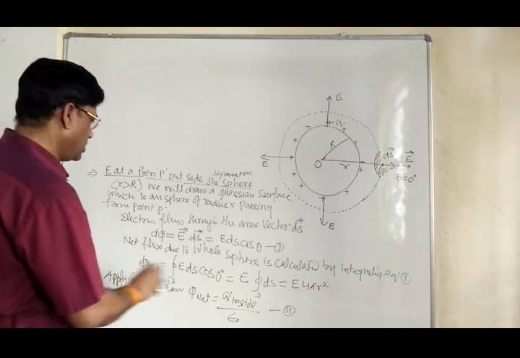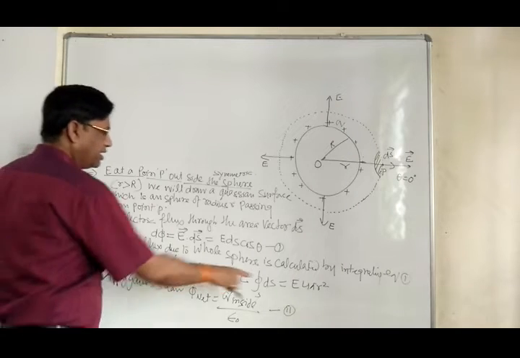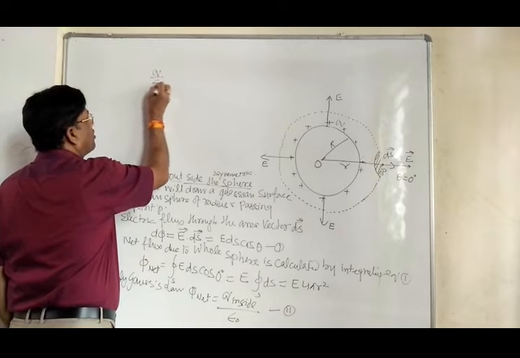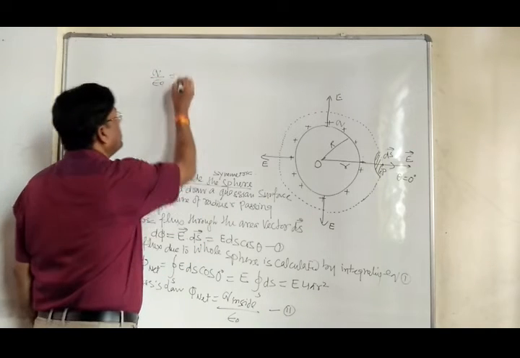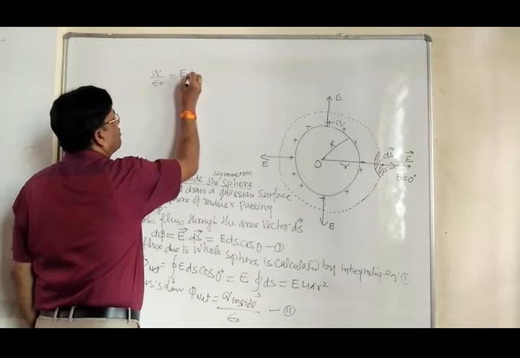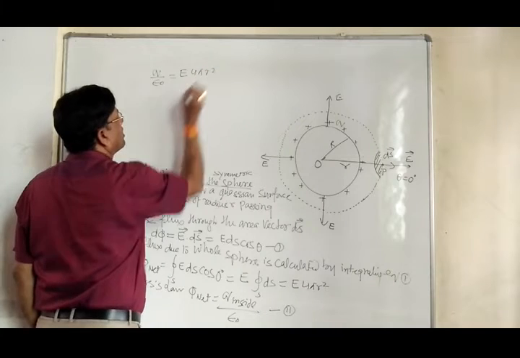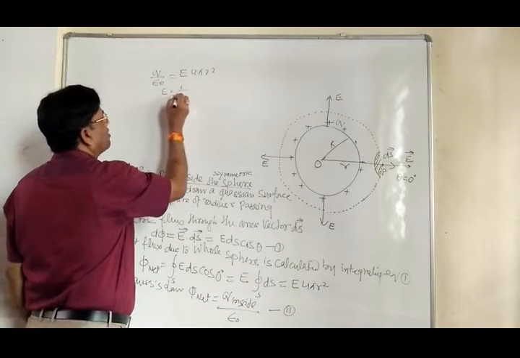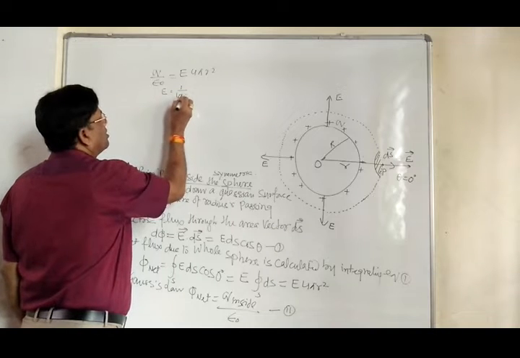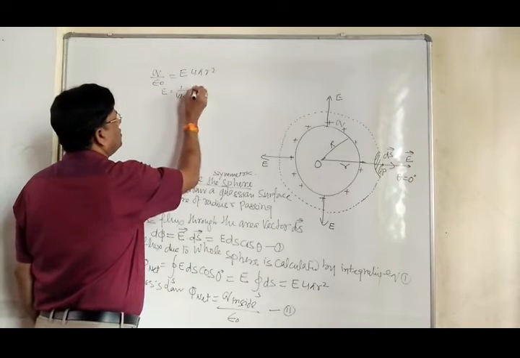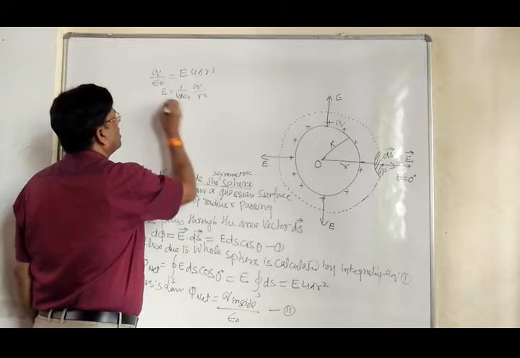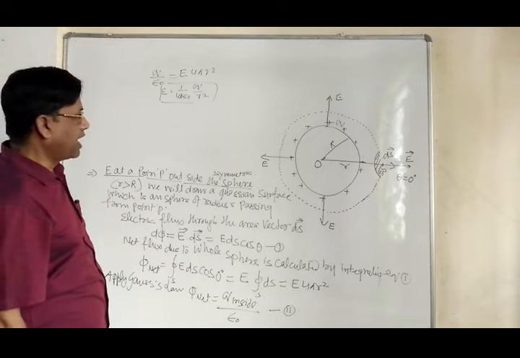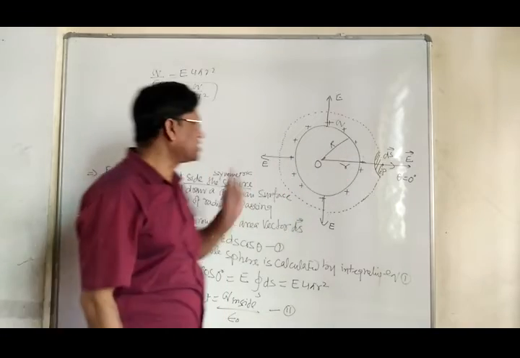Then just see, Q upon epsilon naught is equal to E 4π r squared. Then from here we will get that E is equal to 1 upon 4π epsilon naught, Q upon r squared. This is the formula of the electric field at a point outside the spherical shell.